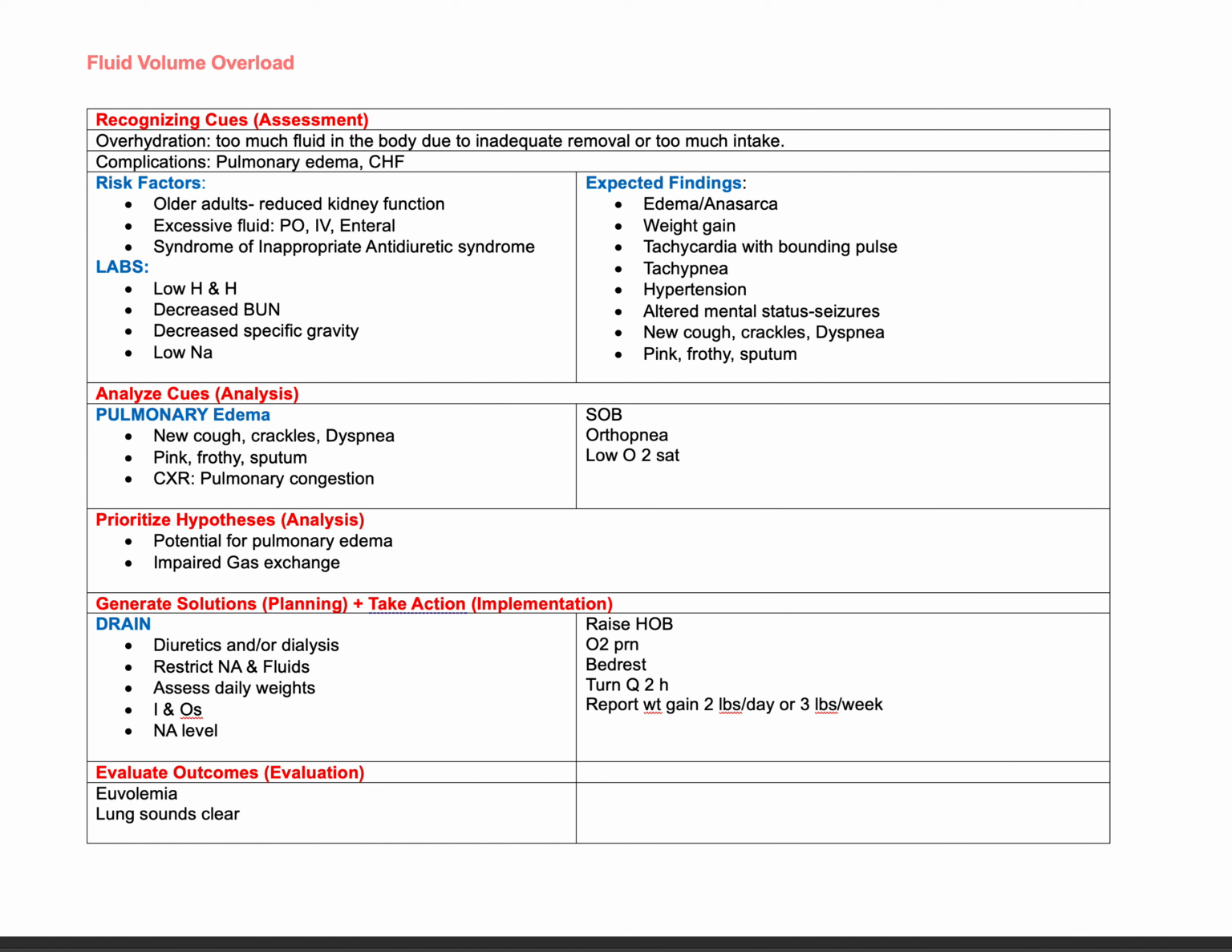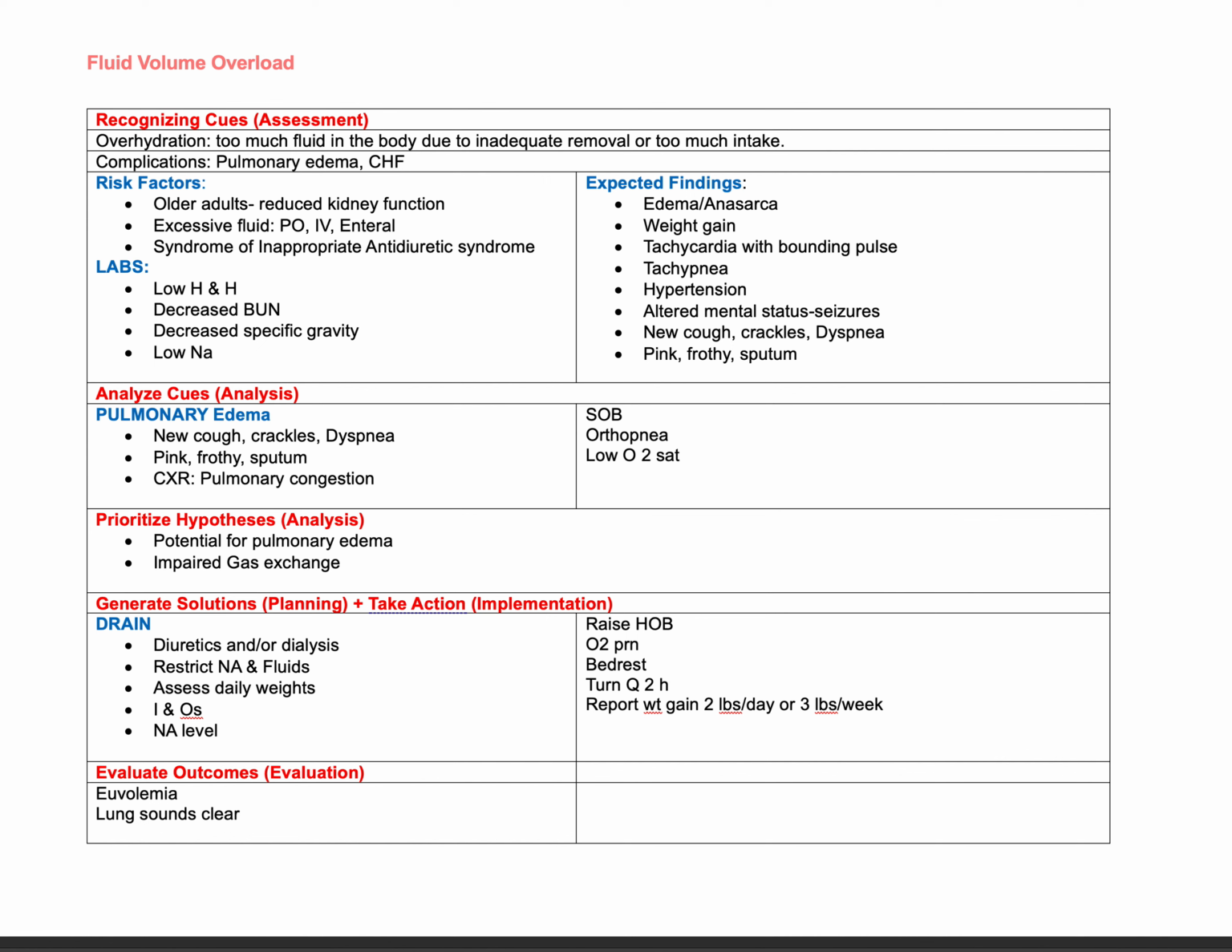They could develop a new cough, especially at night. So if somebody has a new cough at night, I would definitely think about pulmonary edema, like their heart is not pumping this fluid effectively, and now it's ending up in the lungs. They could have crackles and dyspnea. Pink frothy sputum, that occurs due to pulmonary edema. So anytime you hear the pink frothy sputum, think pulmonary edema.